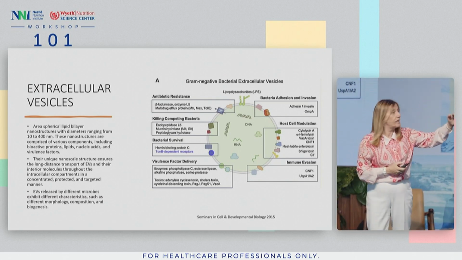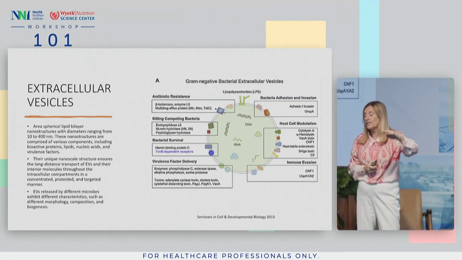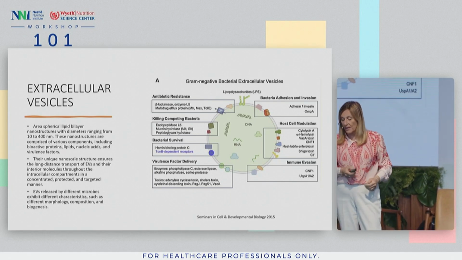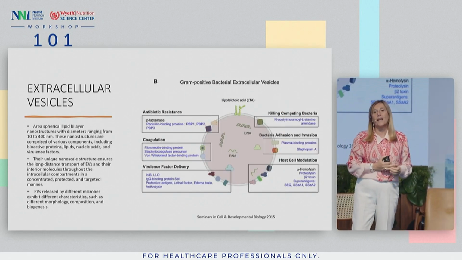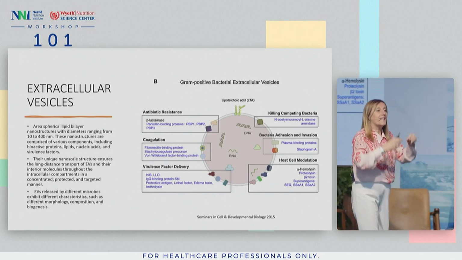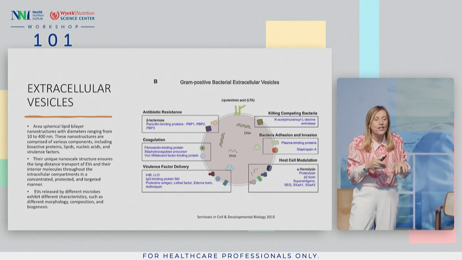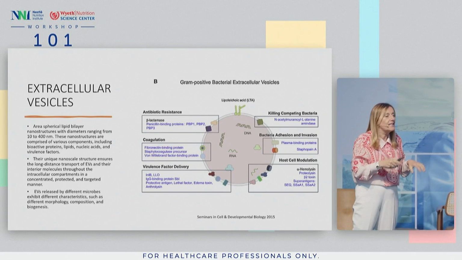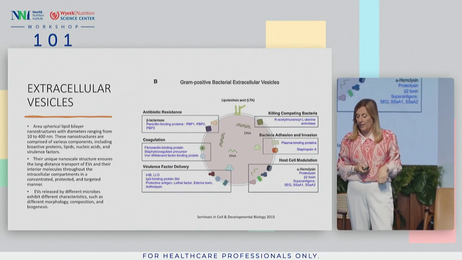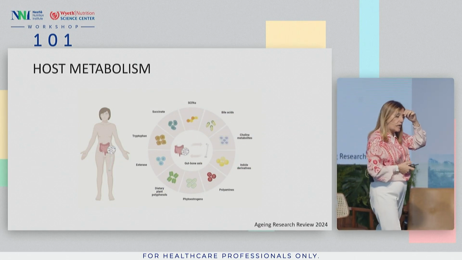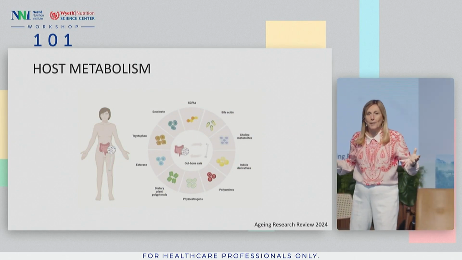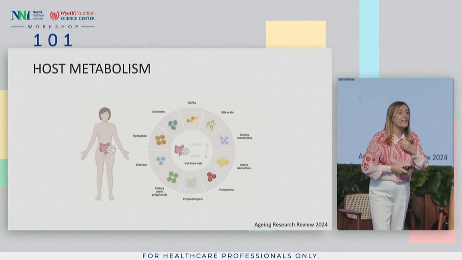So we have the gram-negative bacteria extracellular vesicles that exert some effect. And also we have the gram-positive bacteria extracellular vesicles that can influence inside the cells, changing the production of the genes and proteins, and they have an efficacy on bone functioning. And then we have the third, the host metabolism. In host metabolism, we have a lot of metabolites, of course, but guess what?